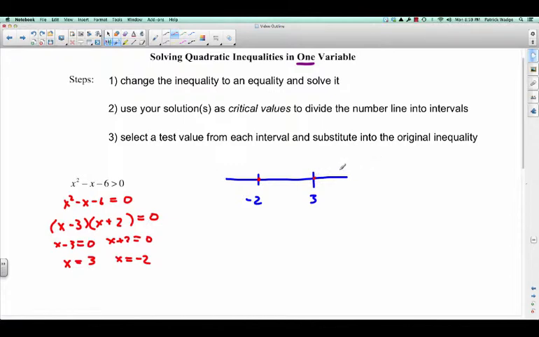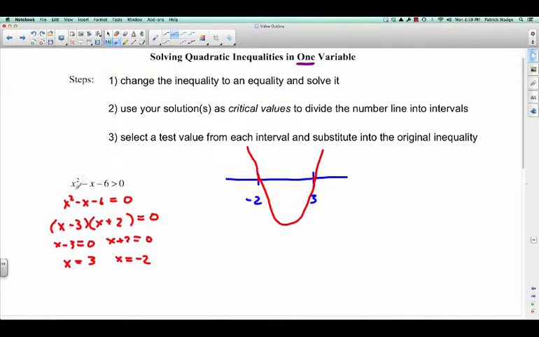Now, there's only two possibilities. Don't write this down. I'm going to erase this in a second. Because this is a quadratic, it's a parabola, and either the parabola goes like this, and if we're interested in all the points that are greater than 0, we'd know where they are. They're between negative 2 and 3. That's one possibility. Or the other possibility is the parabola goes like this.